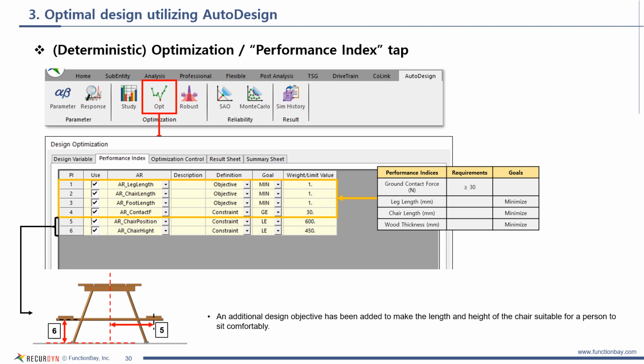Set the analysis responses as performance indices as you see here. Include the 4 performance indices defined in the formulation process, along with the 2 additional performance indices. In total, you have entered the 6 performance indices. With this, all the necessary design information for optimization has been entered.